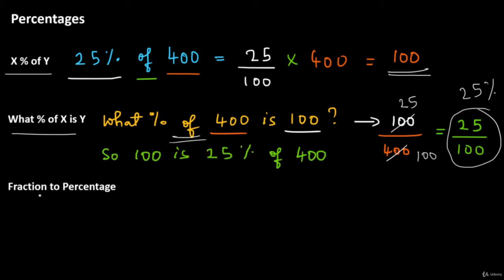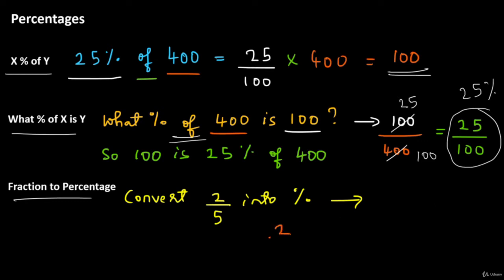Alright. Now the last term that we want to see in this video is converting a fraction into a percentage. For example, let's try to convert 2 by 5 into a percentage. Alright. Now, what does this mean? This means writing 2 by 5 as X by 100, right? So over here, you just need to find this X. You can either think of it as taking the 100 to the left-hand side. So division becomes multiplication.